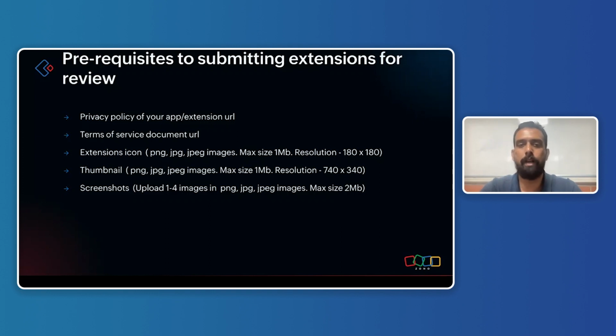And then you also have to have the extension icon. With the extension icon, you can have it in PNG, JPG, and JPEG image, a maximum size of 1 MB, and the resolution should be 180 into 180. With a thumbnail, you have a maximum size of 1 MB, and the resolution should be 740 into 340. And then with the screenshots, you can upload 1 to 4 screenshots as an image, PNG, JPG, or JPEG, and a maximum size of 2 MB. This screenshot would help the users understand the installation process in a picturesque way, so that they'll be able to have a hassle-free installation process.